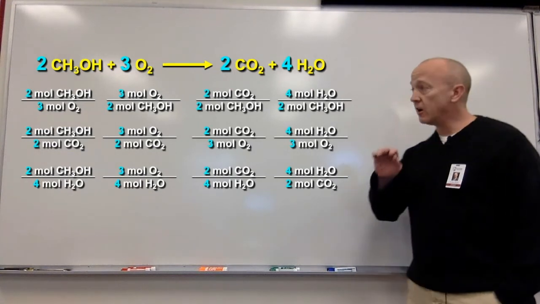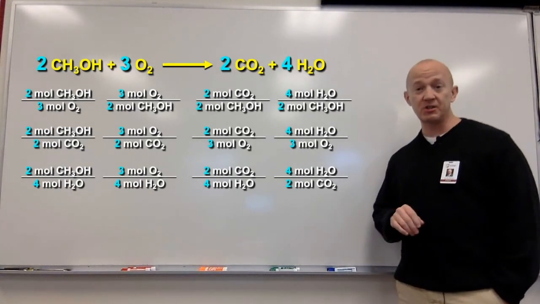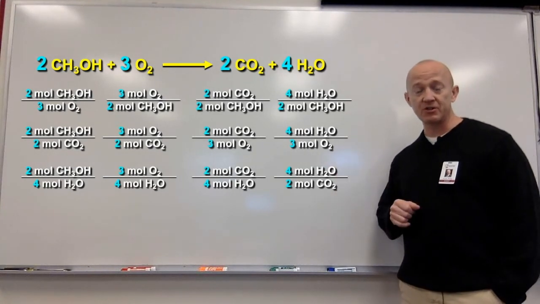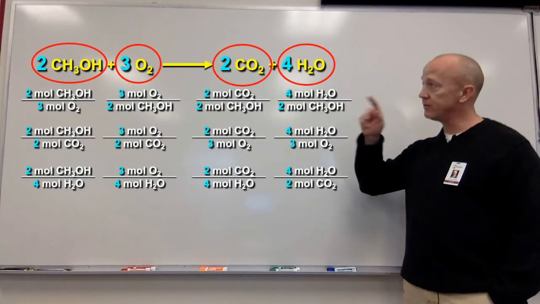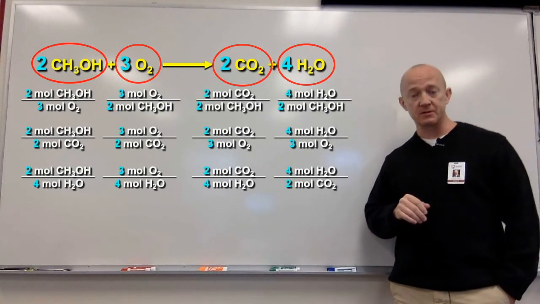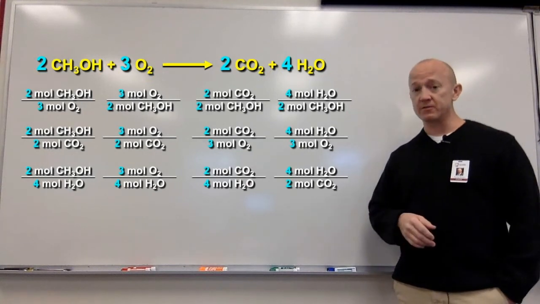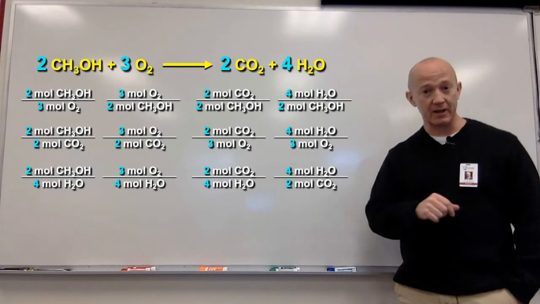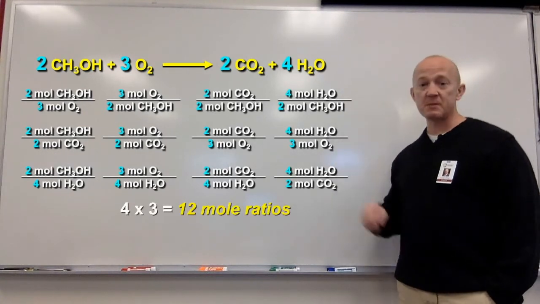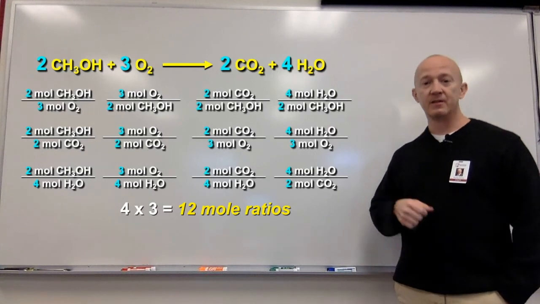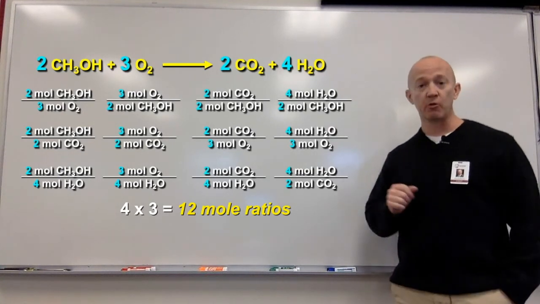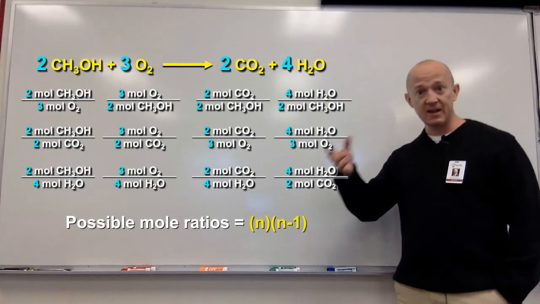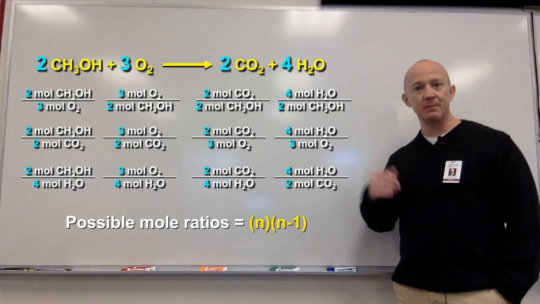By the way, a quick way to know how many mole ratios you have in a particular reaction: simply count the number of substances in your reaction. In this one we have 1, 2, 3, 4 different substances. They could be elements or they could be compounds. Take that number and multiply it by the number that's one less. In this case, 4 substances times 3 means that we'll have 12 total mole ratios. In other words, to find the number of mole ratios, multiply n number of substances by n minus 1.